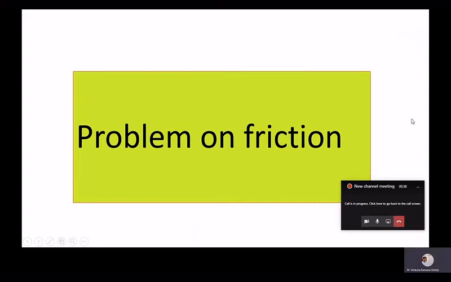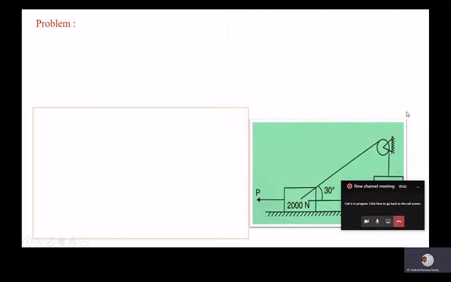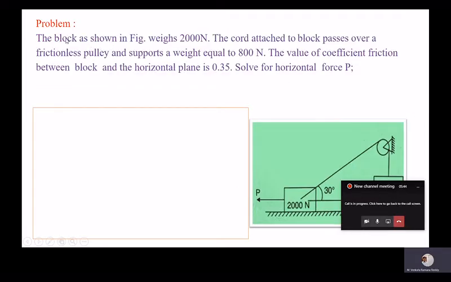Now we'll discuss a problem on friction. What is the given problem? The block as shown in the figure weighs 2000 newtons. The cord attached to the block passes over a frictionless pulley and supports a weight equal to 800 newtons. The coefficient of friction between the block and the horizontal plane is 0.35. Solve for the horizontal force P.